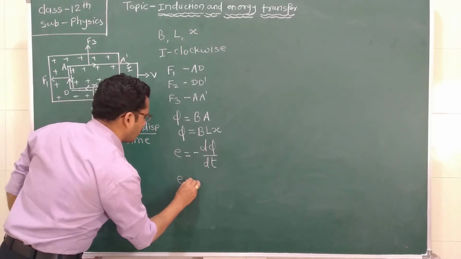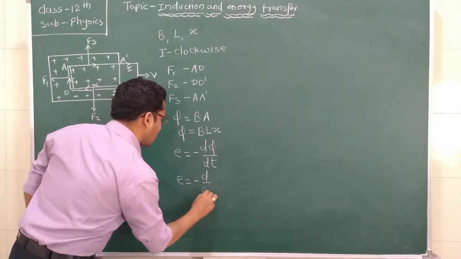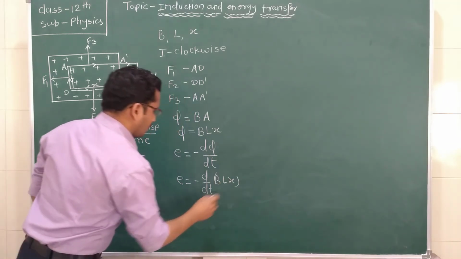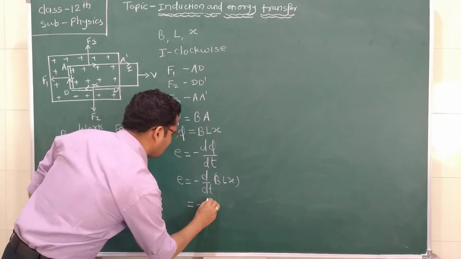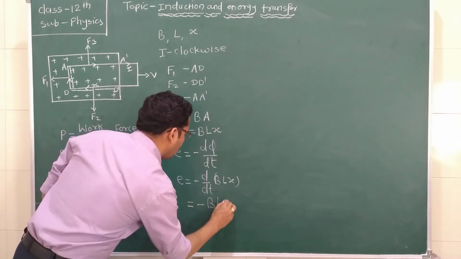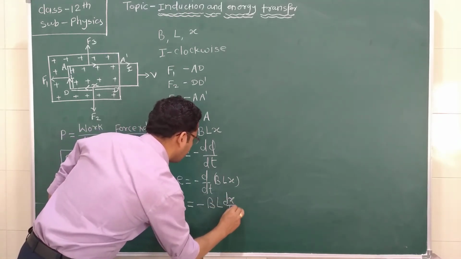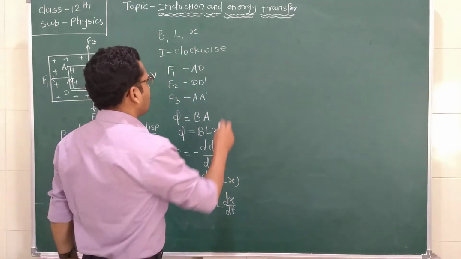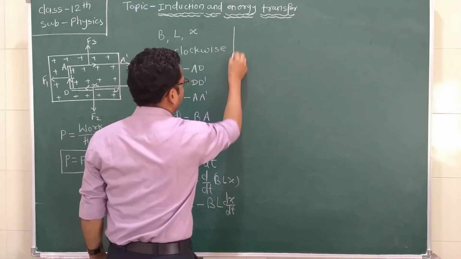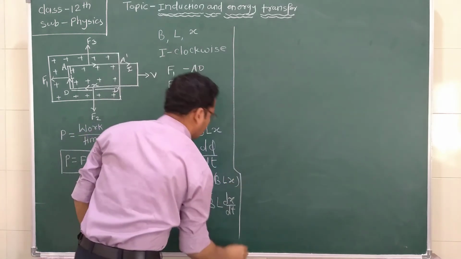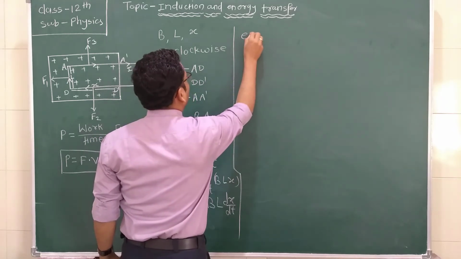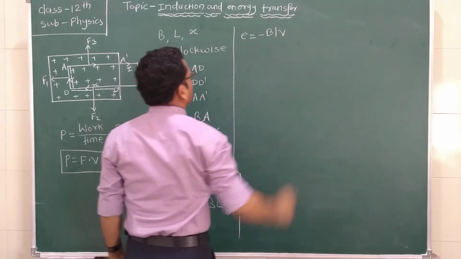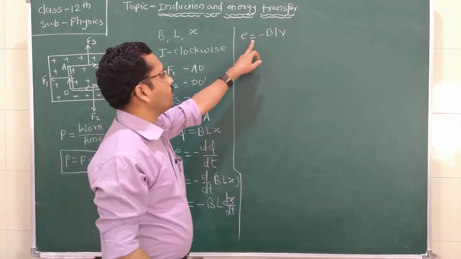So E is equal to minus d/dt of BLx, which is equal to minus BL into dx/dt. And what is dx/dt? It is the rate of change of displacement, which is nothing but the velocity. So we can write E is equal to minus BLV. If we take the magnitude, it is equal to BLV.